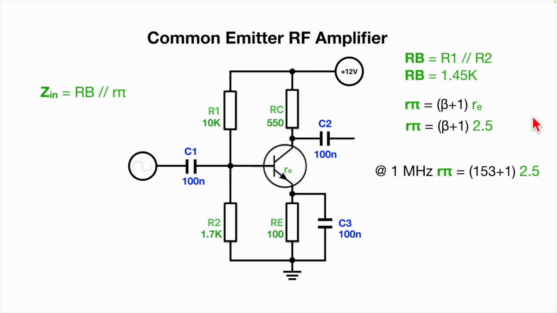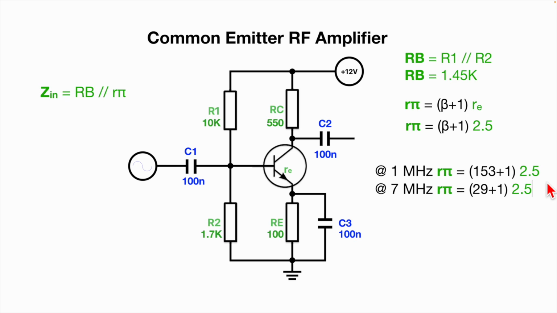All I did is look at those traces that I showed you a moment ago and roughly said that at 1 megahertz, according to LTspice, beta was about 153. So don't take this too literally, but it just gives you the idea. So let's say that's true. So 153 plus 1, multiplied by 2.5.